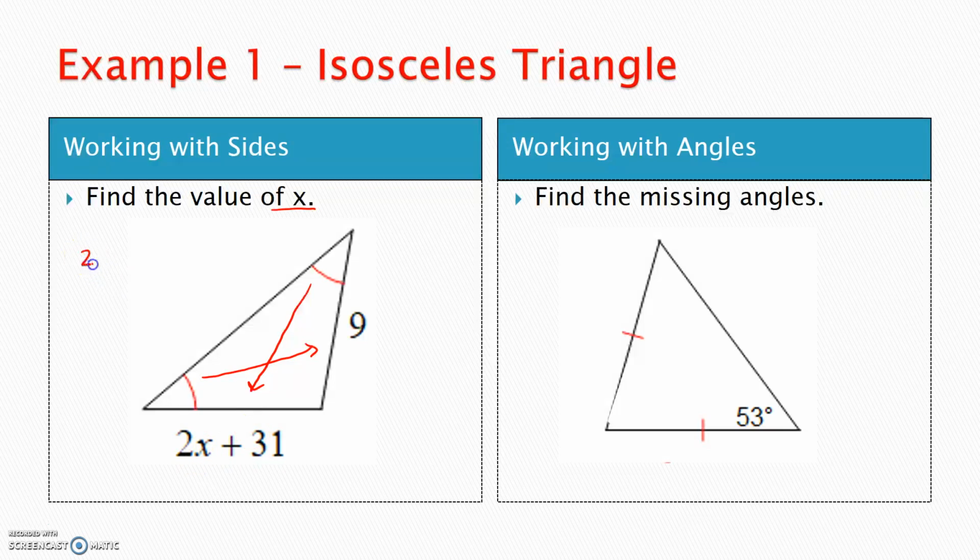So in other words, I have 2x plus 31 is equal to 9. Well, I'm trying to solve for x, so how do I do that? Minus 31, minus 31. So what is 9 minus 31? That's going to be, sorry, negative 22. I have 2x is equal to negative 22. Divide both sides by 2. I get x is equal to negative 11.